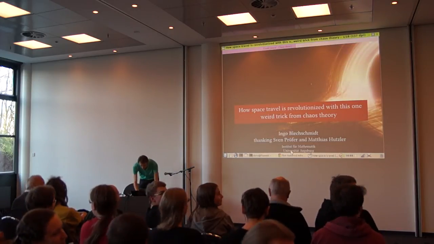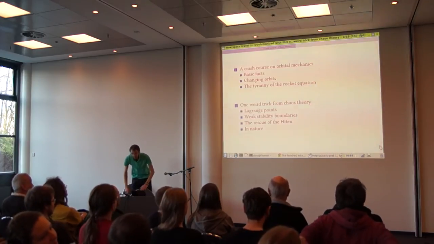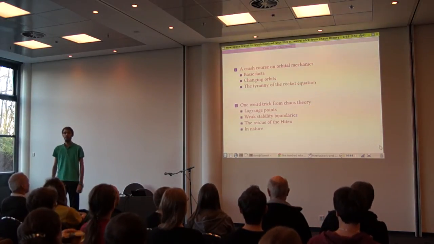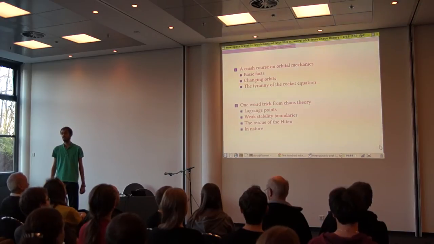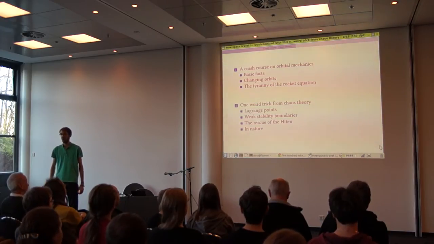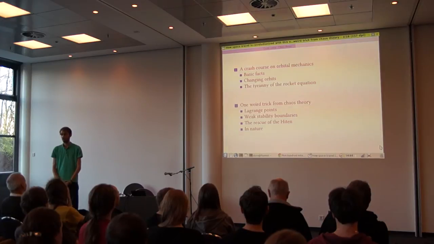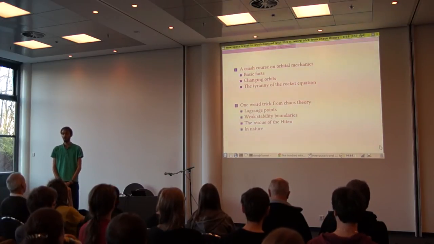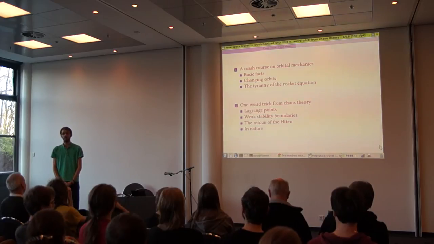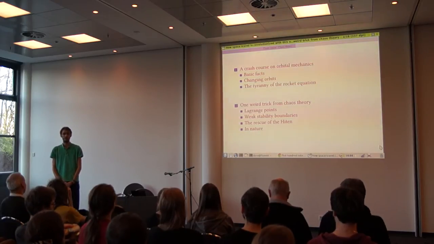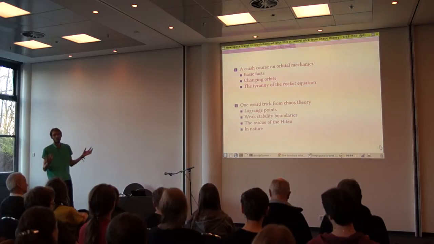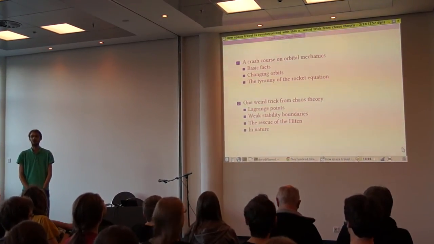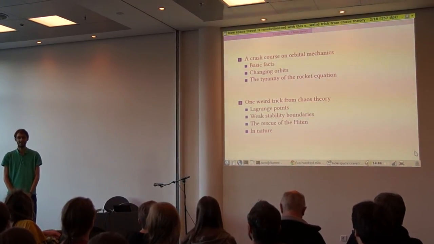Okay. So this is what we are going to do. The talk probably consists of two parts. In the first part, we want to understand the basics of orbital mechanics, like the special phenomena which arise here. My goal is to give you some kind of intuition for this rather unintuitive topic. And then after we have mastered the basics of orbital mechanics, we are going to talk about this one weird trick from K theory.